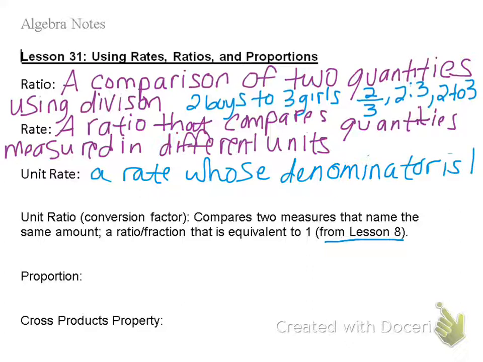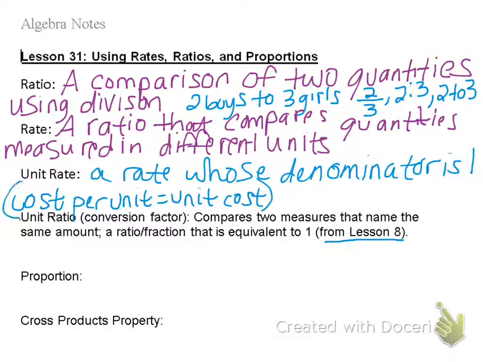So an example of that might be a cost, which is called a unit price, or cost per unit. So it might be $2.50 per box, or it could be 55 miles per hour. That's a denominator of 1 hour.